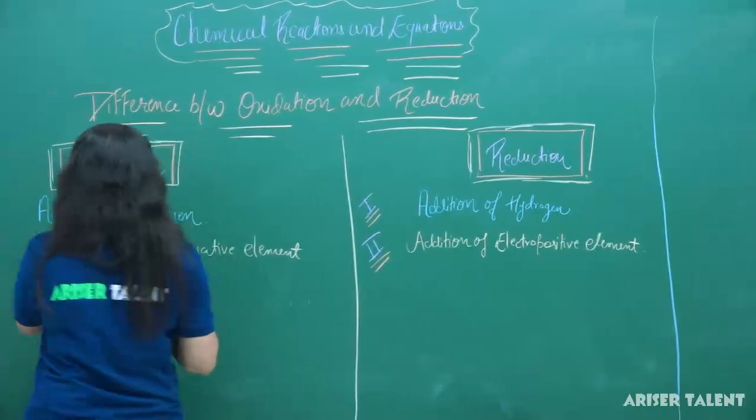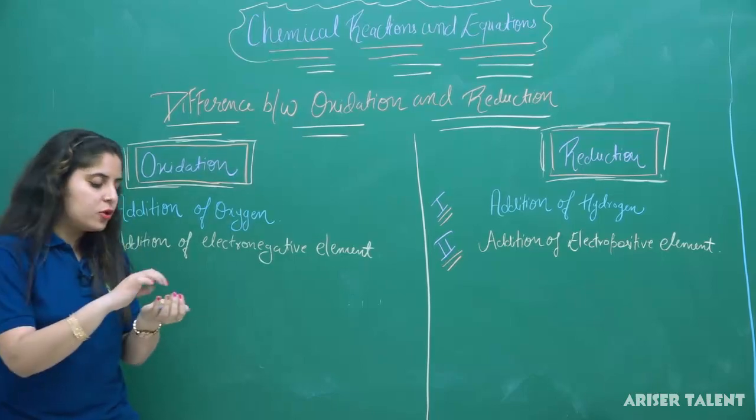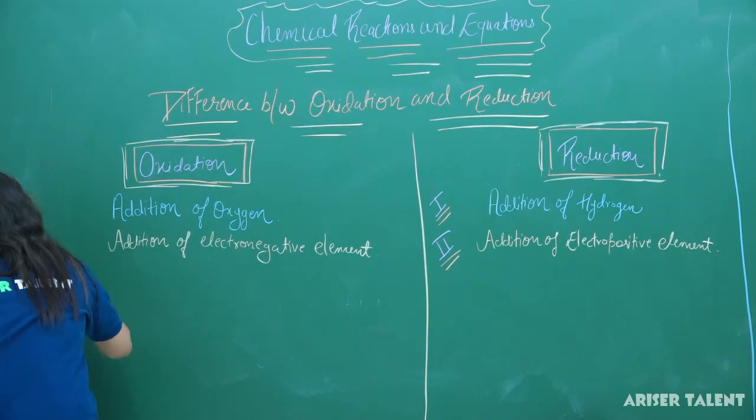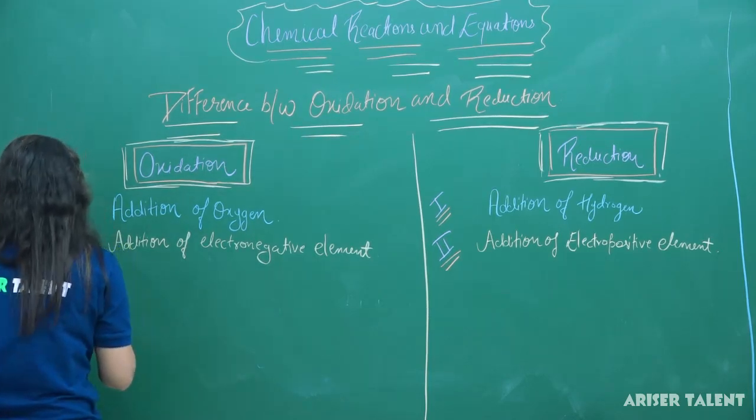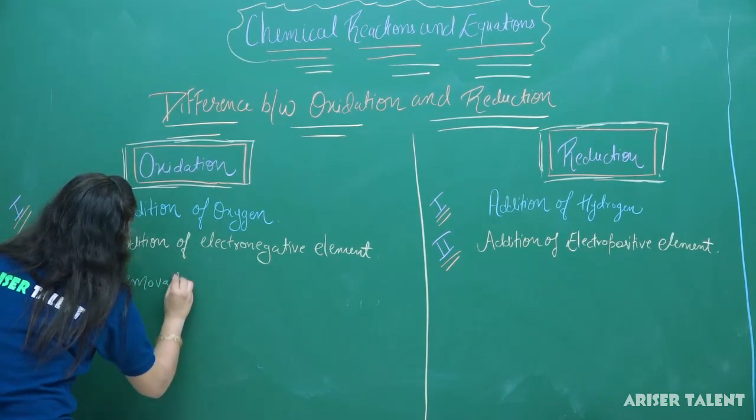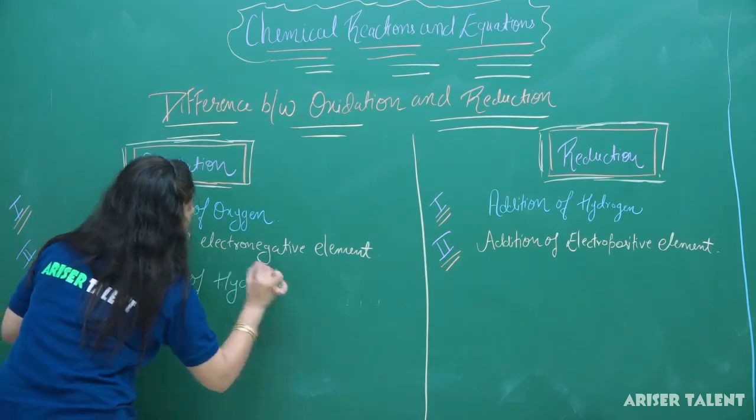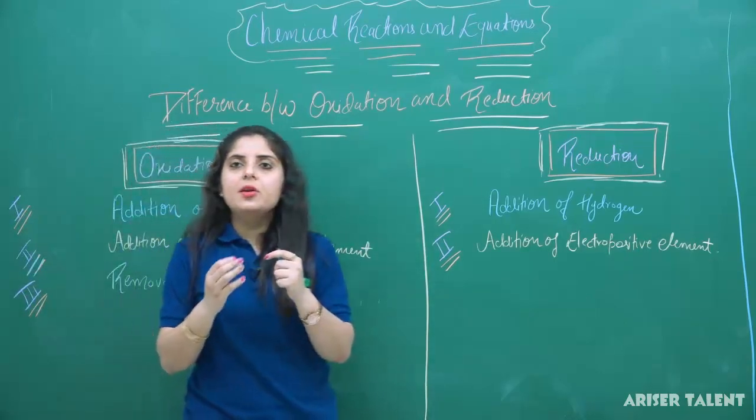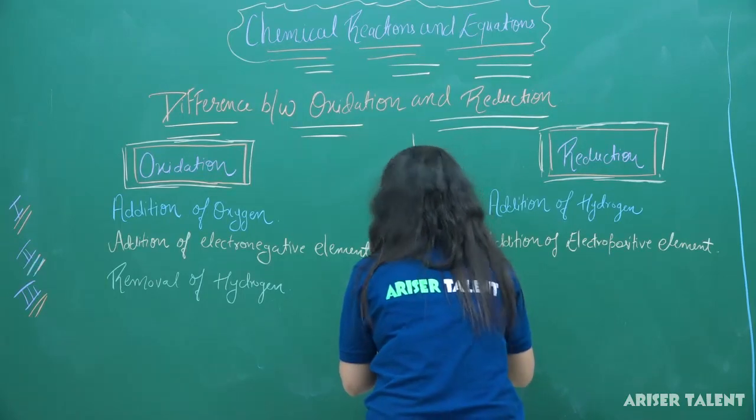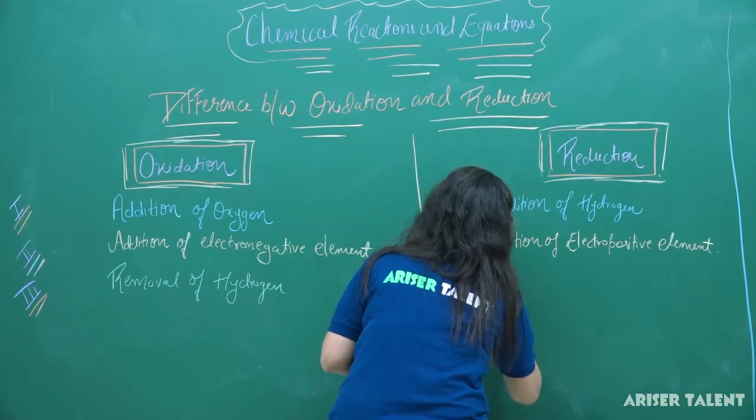Now, the third point is, there is an addition of oxygen. It means in oxidation there will be the removal of hydrogen. So, our third point is removal of hydrogen. But in case of reduction, there will be the removal of oxygen. So, our third point here will be removal of oxygen.